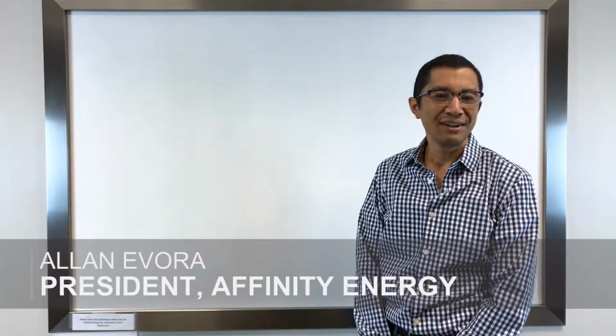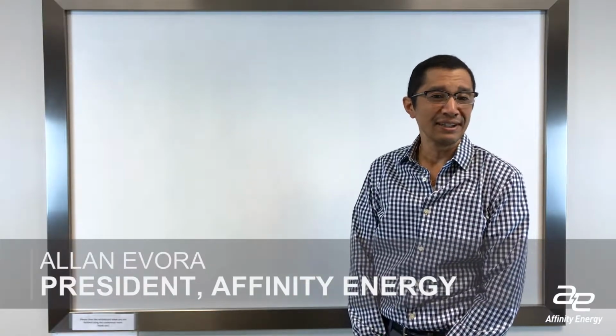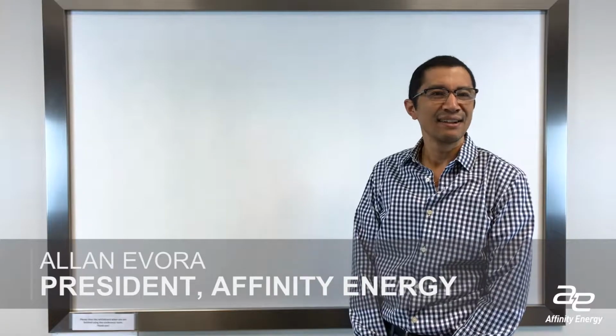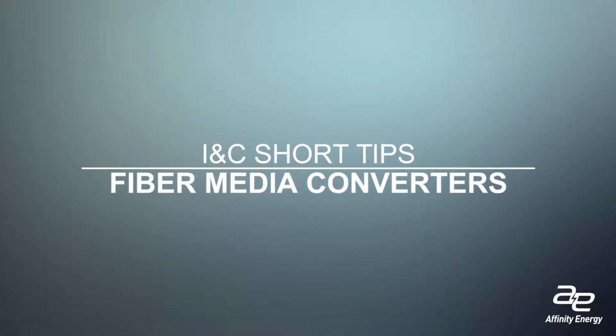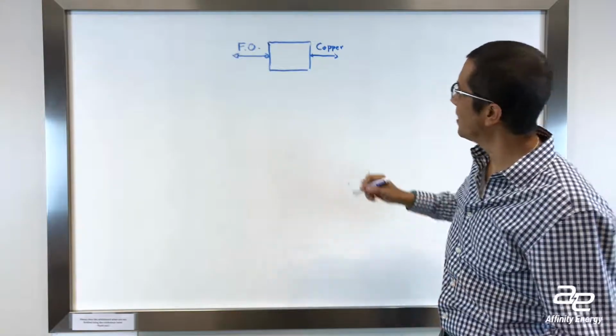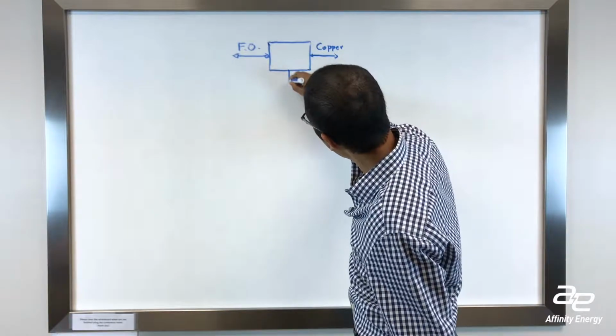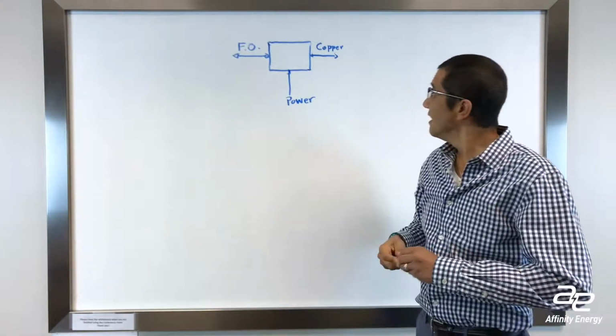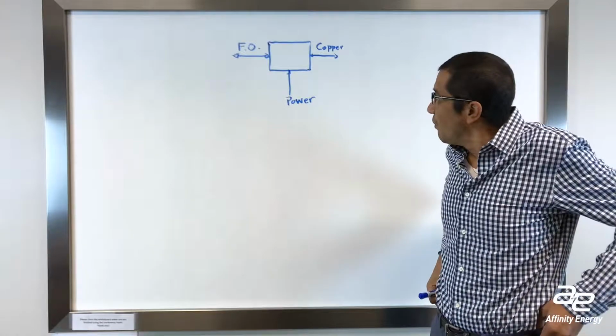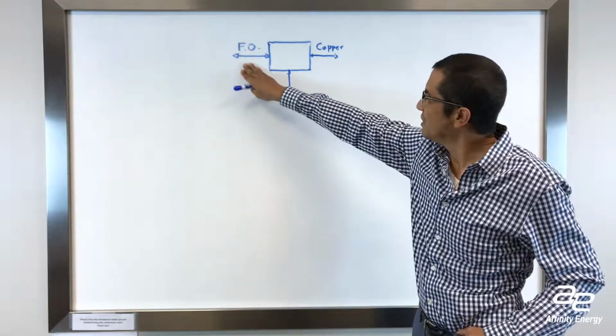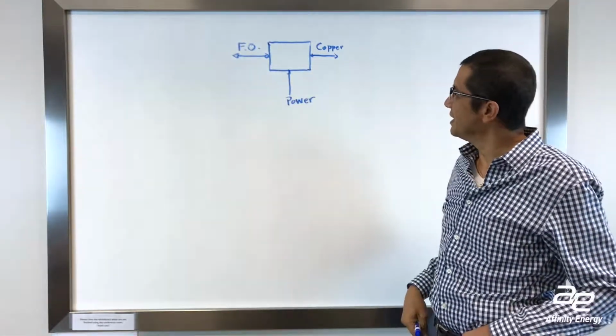On today's installment of INC Short Tips, I'm going to discuss fiber media converters. A fiber media converter is essentially a piece of hardware that is going to convert fiber optic to copper. We're talking about a piece of hardware that exists in your control system. It has power, and it essentially converts one communication media to another communication media.